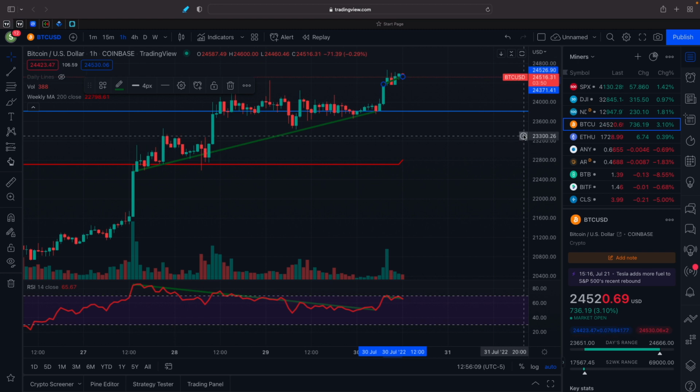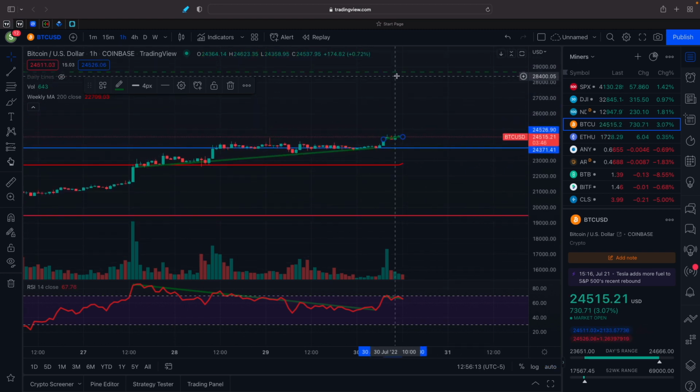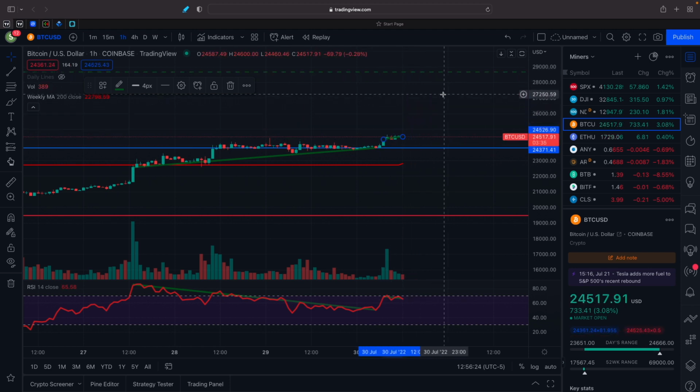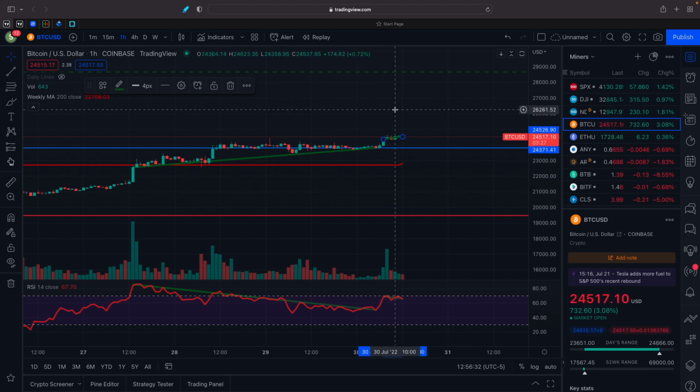Right now we are quite a ways away from our resistance line, which is the dotted green line here. That's around 28,700 or so. We'll see if we can get close to that throughout the weekend. I don't know if we'll actually get way up there. That's still a ways to go. We're about $3,000 away, but anything's possible with Bitcoin. So we'll keep an eye on that.